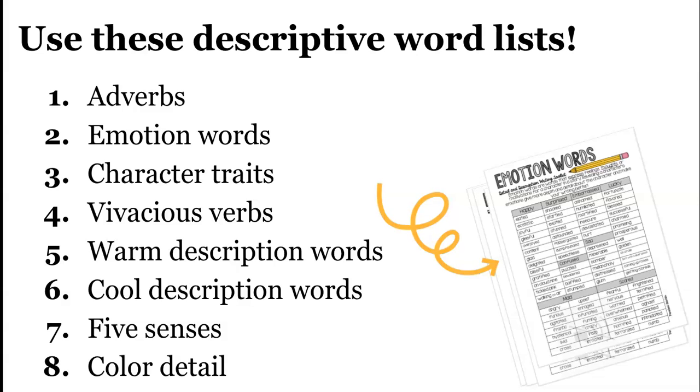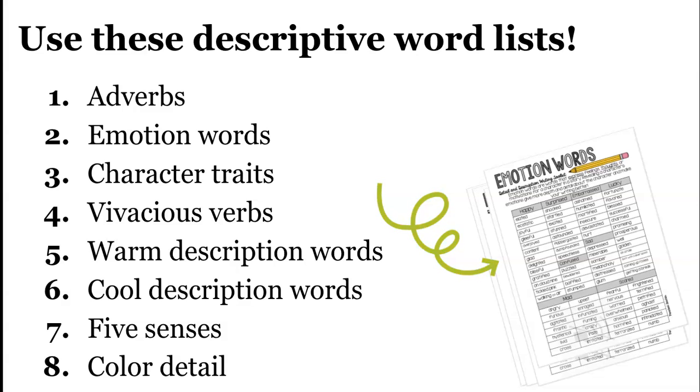Vivacious verbs, all right? So verbs are action words, but instead of saying just something like walk, we could say stroll or march or roam to really give the reader a sense about how this person's walking. Warm description words, okay, that's a positive tone. That's a way of describing subjects of your writing which are positive. Okay, so instead of saying good, you might say decent or sufficient or adequate.